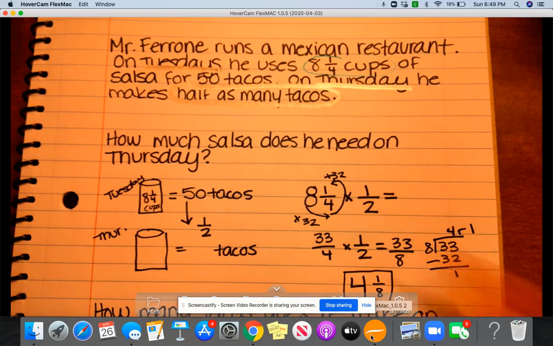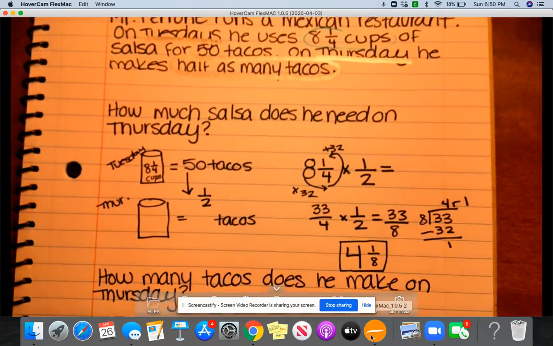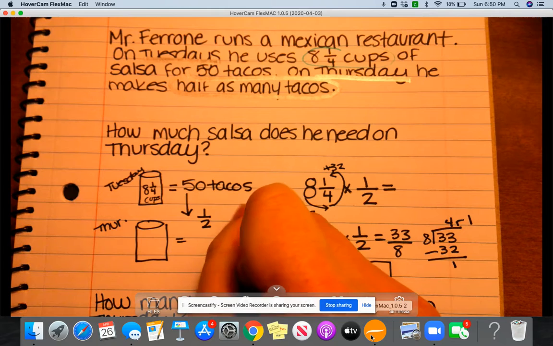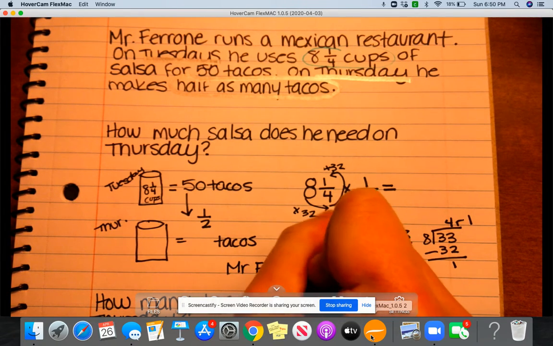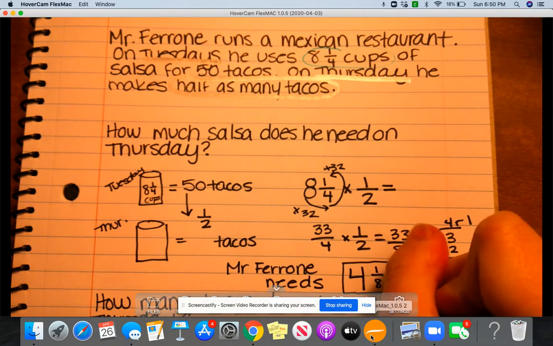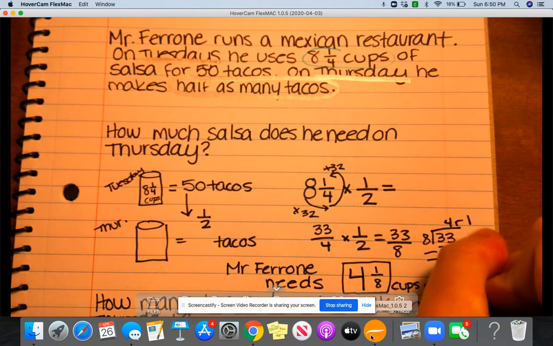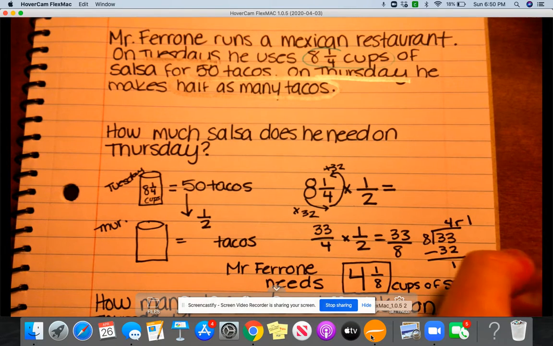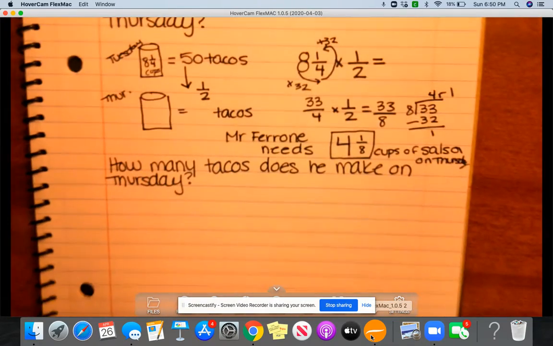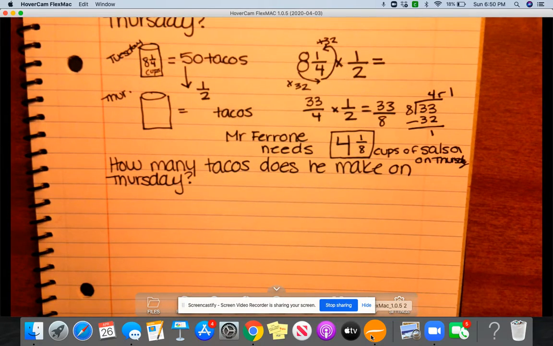4 1/8 what? So we ought to make sure that we write that answer either in a sentence or that we give it a label. So, Mr. Ferrone needs 4 1/8 cups of salsa on Thursday. So that was step 1. Step 2. How many tacos does he make on Thursday?